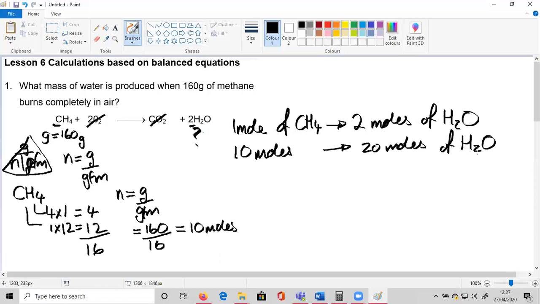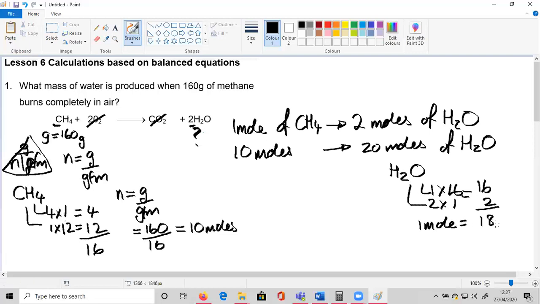Now, if we only knew what 1 mole of water was, we could just simply times it by 20 and we'd get our answer. Well, you can find out what 1 mole of water is because that's the gram formula mass. So it's going to be 1 times 16 and 2 times 1. You work them out, so that's 16 and that's 2. So you add them together, that's 18. So 1 mole is the gram formula mass in grams. So 1 mole equals 18 grams. So if 1 mole is 18 grams, then 20 moles is equal to 18 times 20, which is 360 grams. So 360 grams is your answer.